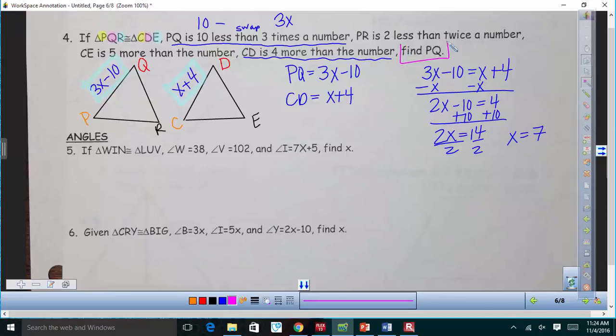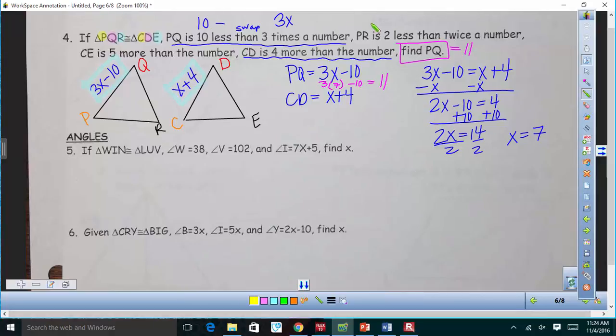Now, it does ask me for PQ. So to get PQ, we have to plug in 7 for x. So this is going to be 3 times 7 minus 10. 21 minus 10 is 11. So PQ equals 11.